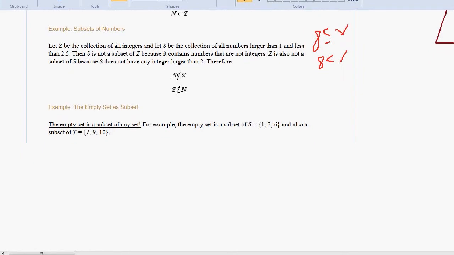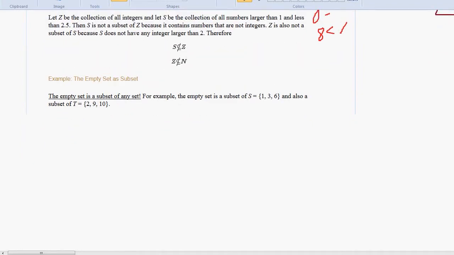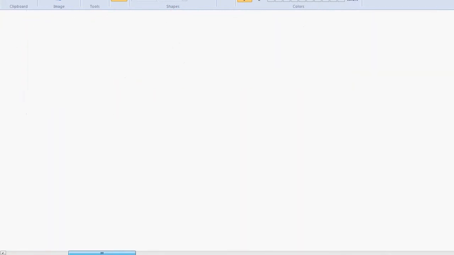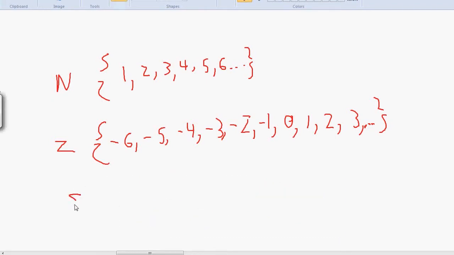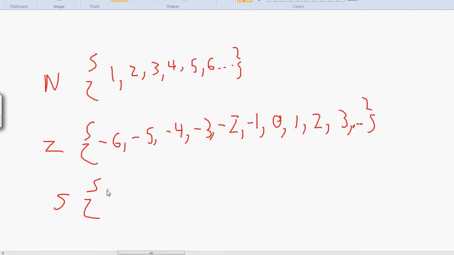Here's another example they have. It says if Z is the collection of all integers, again, same set there, and then S is the collection of all numbers larger than 1 and less than 2.5. So let's look at that over here for a minute. We've got this set Z, and then we're going to make this new set S. Let me get rid of this stuff here. We've got this set S. All numbers larger than 1 and less than 2.5.